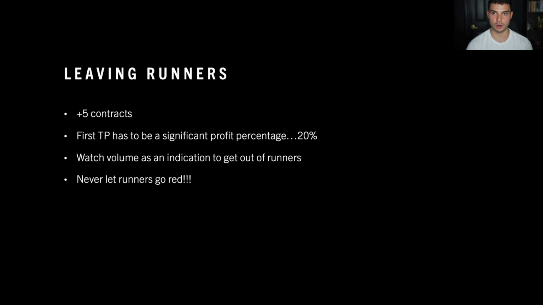Never let runners go red. If I'm in runner size, I go break even on these runners, so I'm not losing money on these runners. So I made money. Let's say I trim most of my position on options at like 50%. I'm in runners. If my runners go to break even, I'm not letting that trade go red. I'm going break even or a little bit in profit.